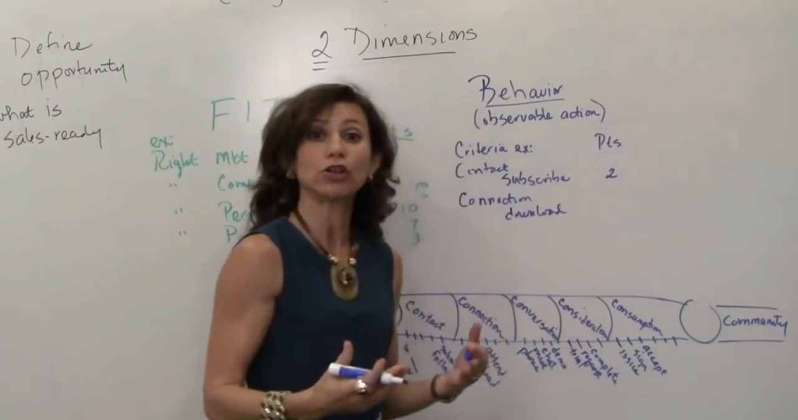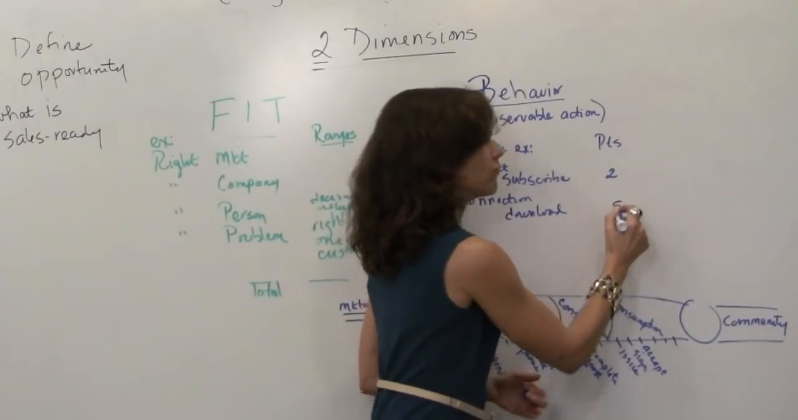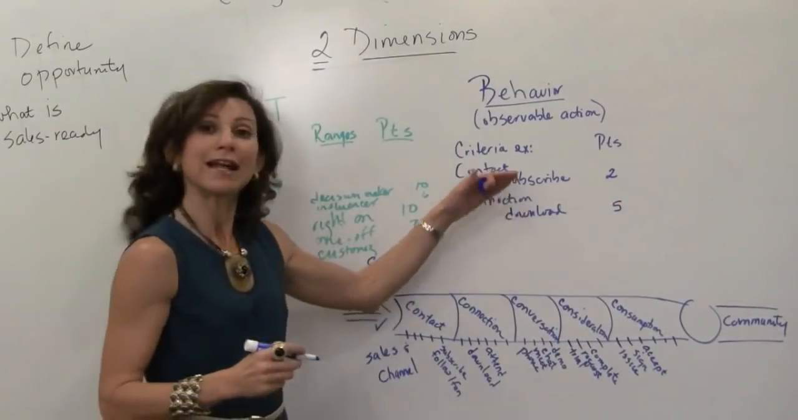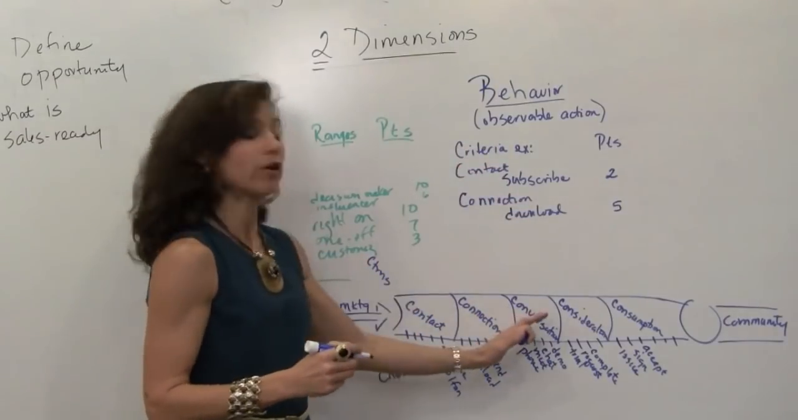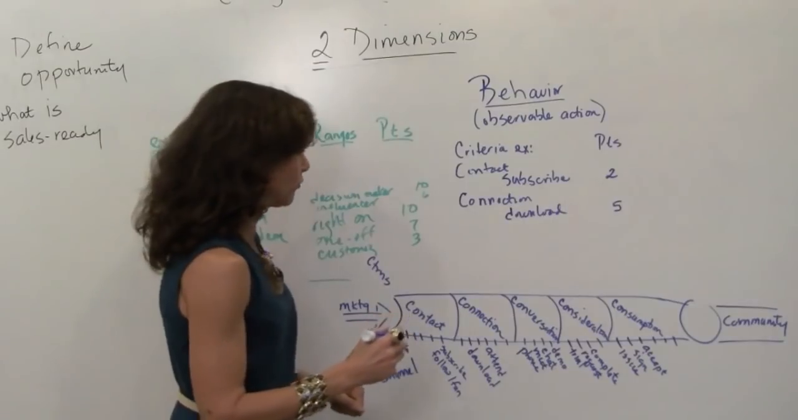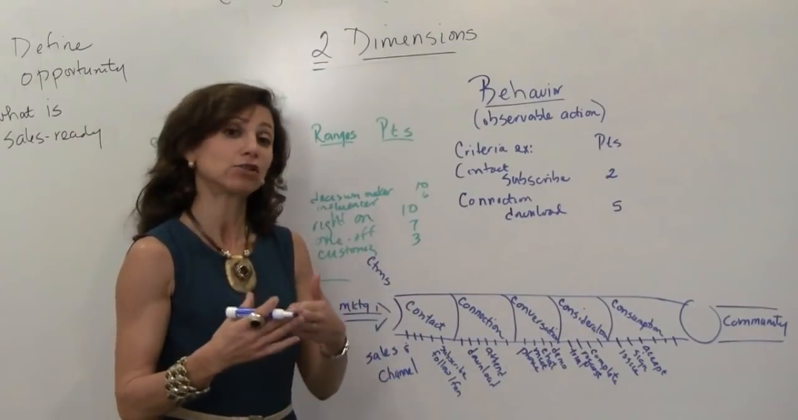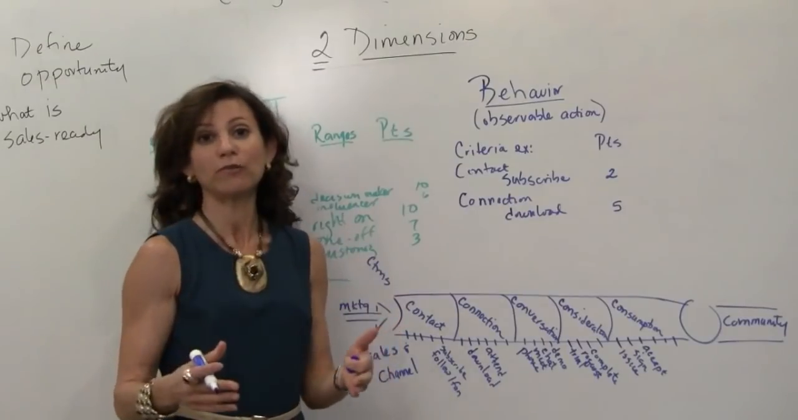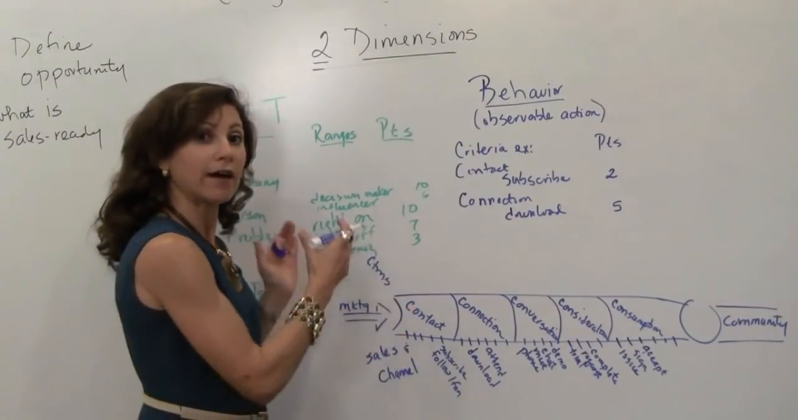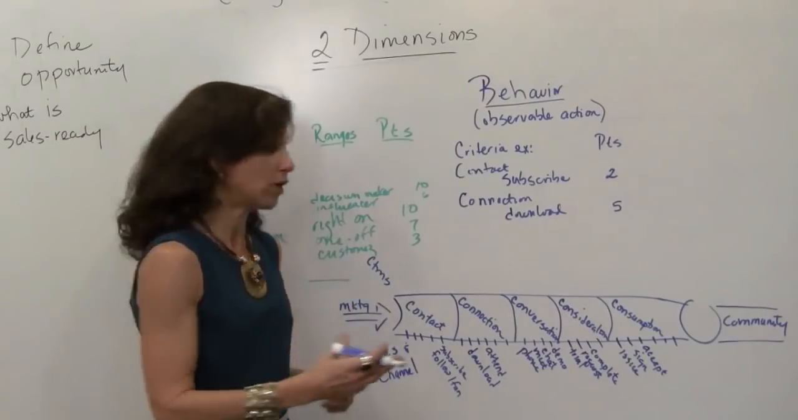Maybe they actually even download information about our product. So maybe that's worth some number of 5 points. And we're looking at not only where they are in the pipeline, but how many of those behaviors they might actually be performing. So if this marketing and sales organization says, look, we want to have X number of behaviors, X number of points against this kind of minimum fit criteria, that is how you get to a schema.